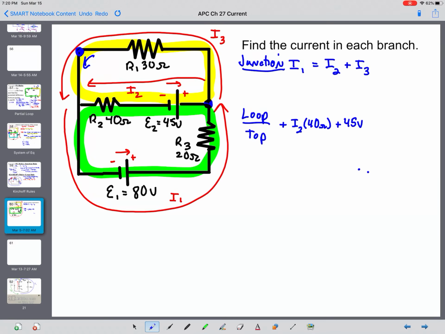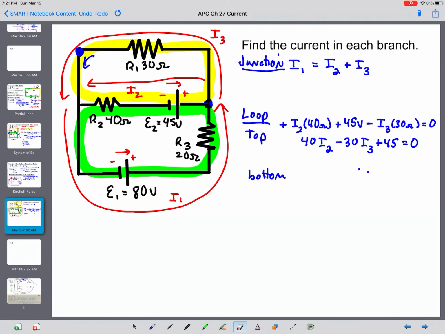Now I3 is moving left in that top branch. We're rotating around left, so we're in the direction of current, and current flows to the low potential side. So then negative I3 times 30 ohms, and that's equal to 0. So cleaning up our equation a little bit, this would be 40 I2 minus 30 I3 plus 45 is equal to 0.